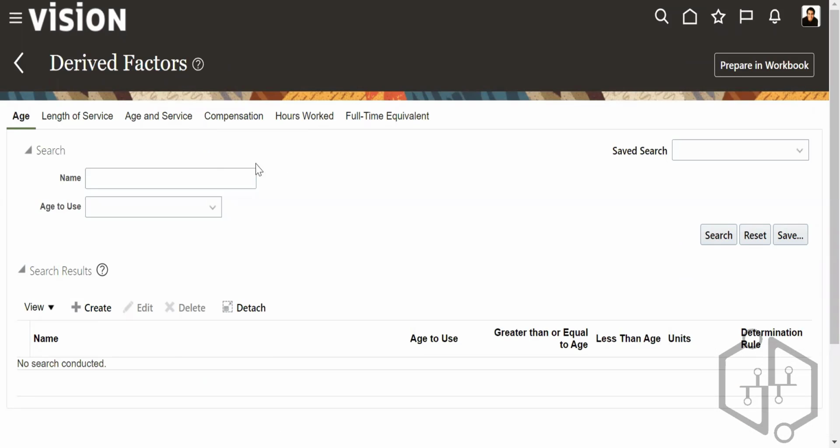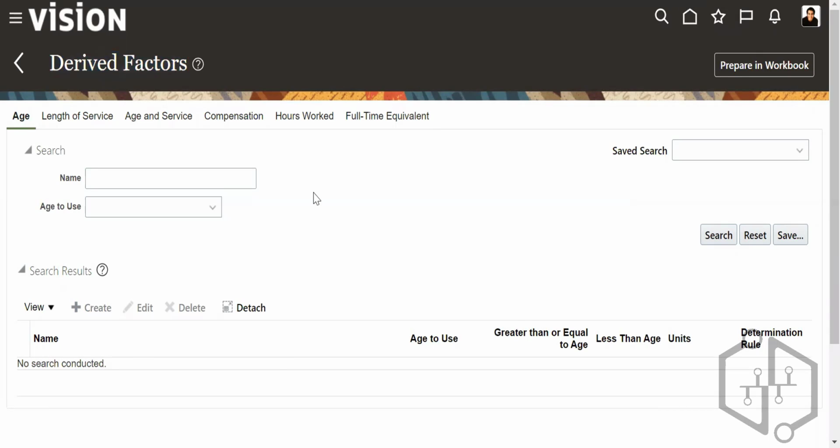So when we talk about drive factors, what is it? Drive factors are length of service, age and service, compensation, hours worked, full-time equivalent. Drive factors mean like age. What is the age you have? What is the length of service that you have? What is the age and service you have? Compensation you have, hours worked you have, full-time equivalent. So the main drive factors are like the length of service you are in the company.